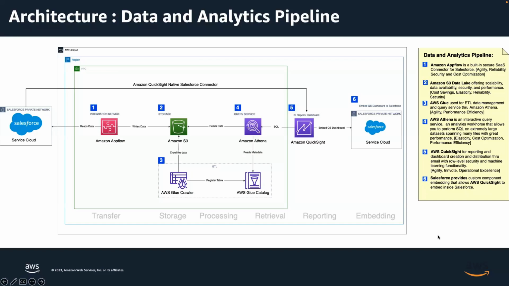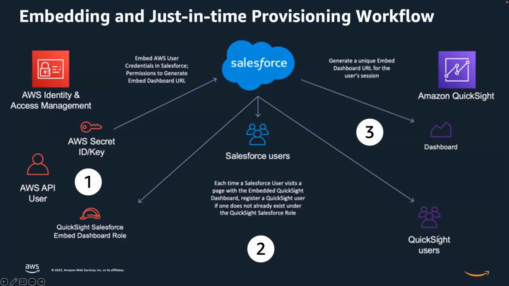Okay, saying that, and Vetri is going to go deep into the details, but just to give you a high level of what this just-in-time provisioning workflow is, and also the embedding. As you know, QuickSight has three roles: a reader, an author, and an admin. Admin is for all the administrative work. The author is the one who creates the dashboards, and the reader is the one who consumes the dashboard. The just-in-time provisioning can be done for you both at the author level and the reader level.